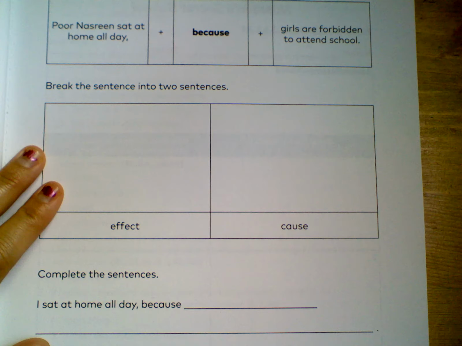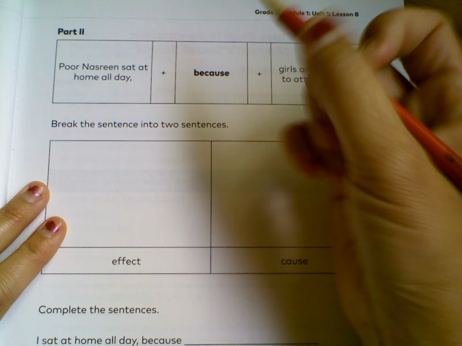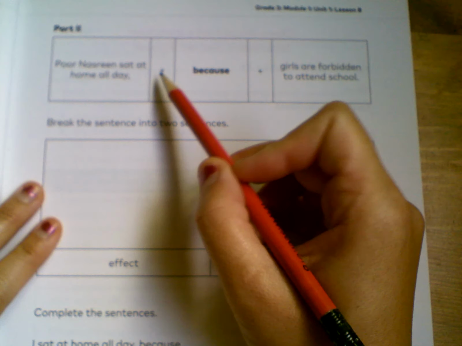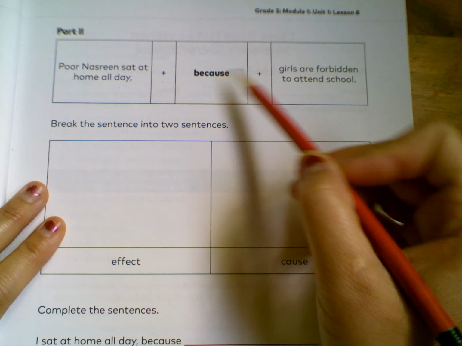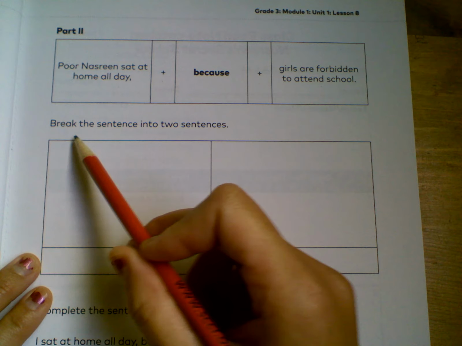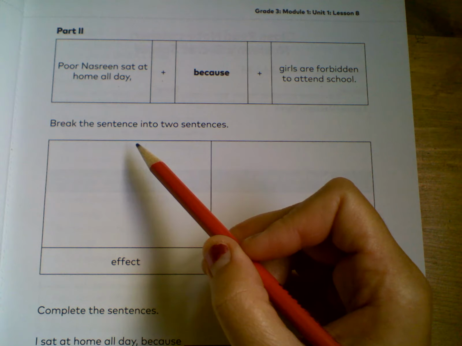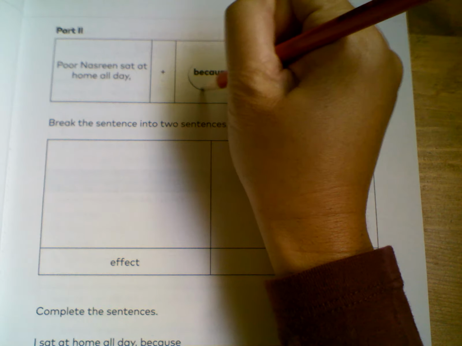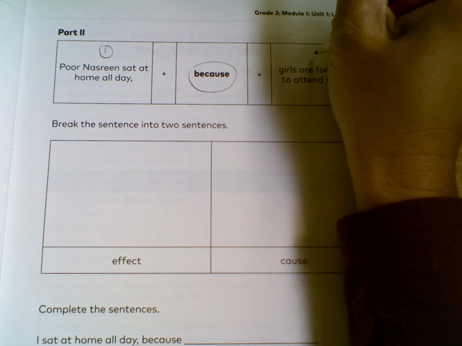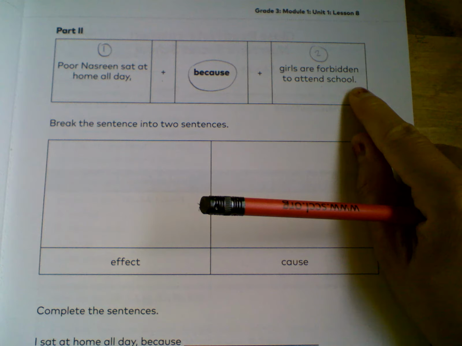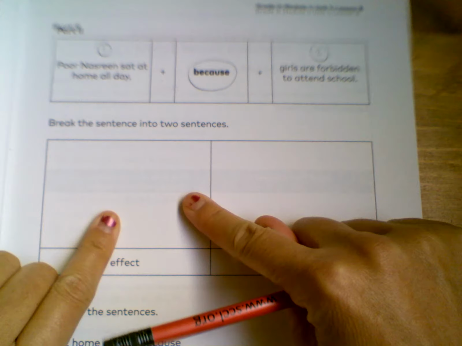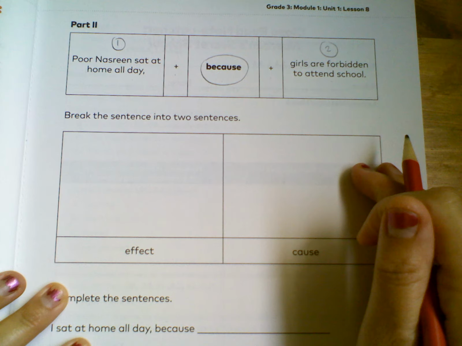So on page 15, let me scoot this up a little bit. We have our part 2. It says, poor Nasreen sat at home all day. So that's the first part of our sentence, plus the word because, plus the second part of our sentence, girls are forbidden to attend school. So we want to break the sentences into 2 sentences. When we have the word because, it helps us combine this first sentence and this second sentence. See how there's only 1 period at the end? There's a comma here, and the word because combines them.